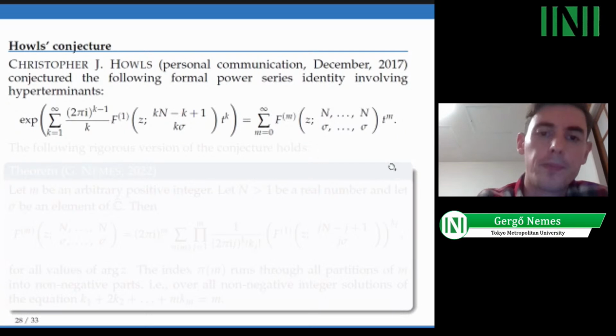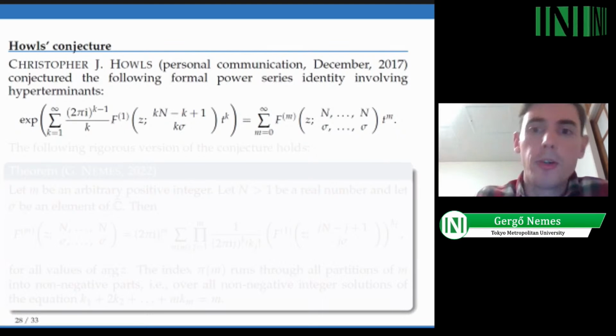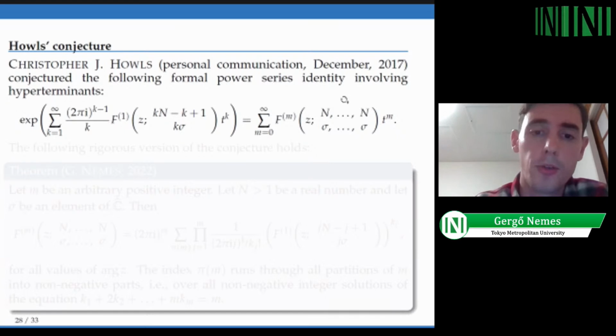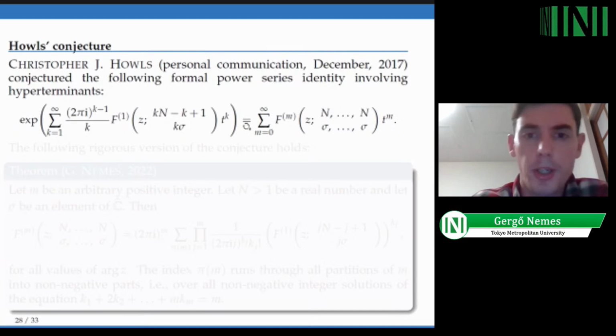How could he come up with such an identity? Well, it comes from comparing the hyperasymptotics of the lower incomplete gamma function and the gamma function. Apologize to Chris for not showing his picture on the slide.